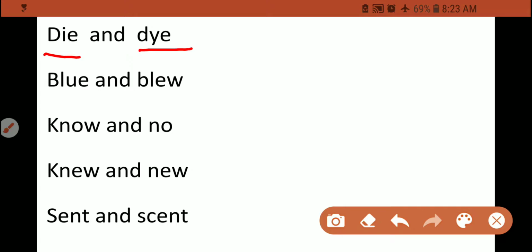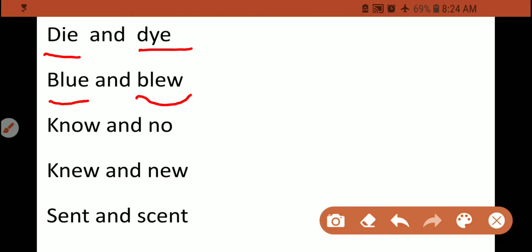The second examples, blue and blew. The first blue is a color, the color blue. And this one is the past tense of blow. Is the past tense of blow. So the color is blue. But he blew her on the tummy. Oh, she blew the balloon. So the second blew is the past tense of blow.